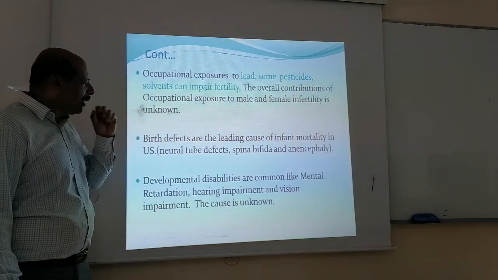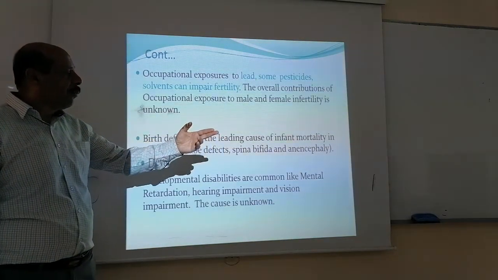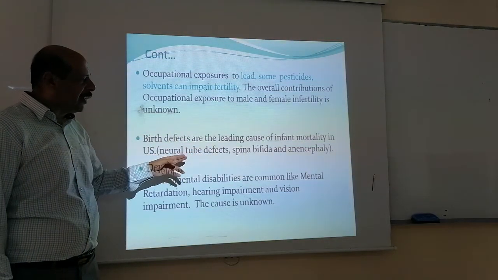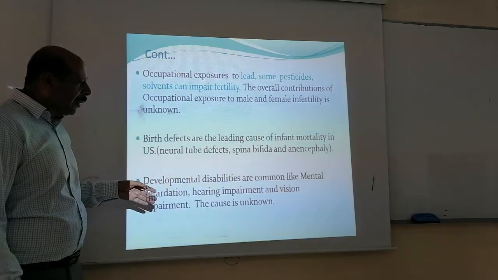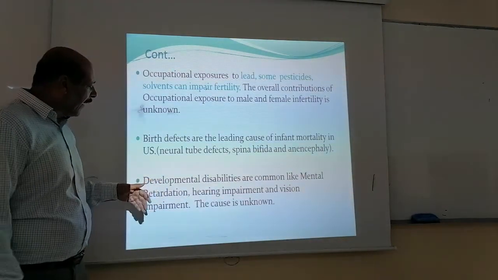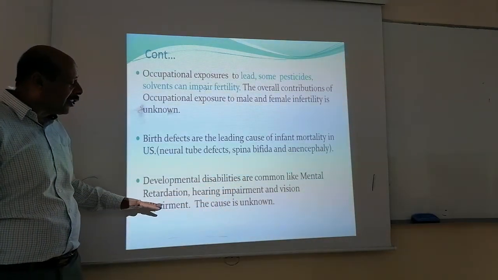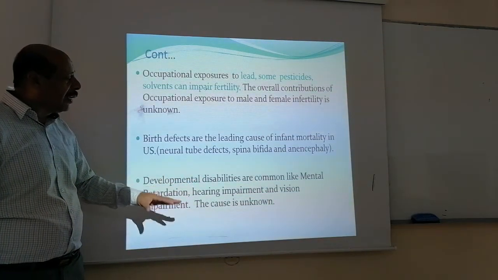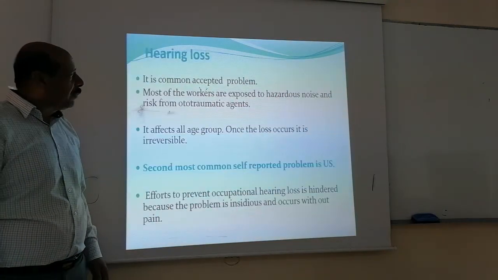Birth defects are the leading cause of infant mortality in the United States. Neural tube defects include spina bifida and anencephaly, where the child is born with part of the brain missing. Developmental disabilities are common also, like mental retardation, hearing impairment, and vision impairment. The cause of them also is unknown.